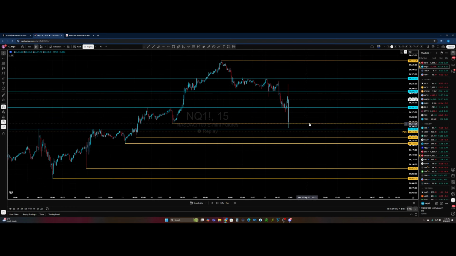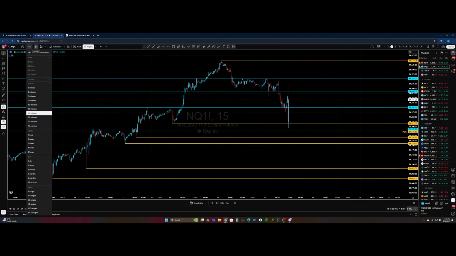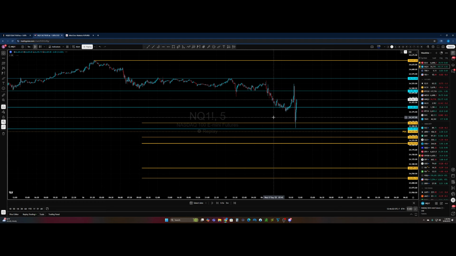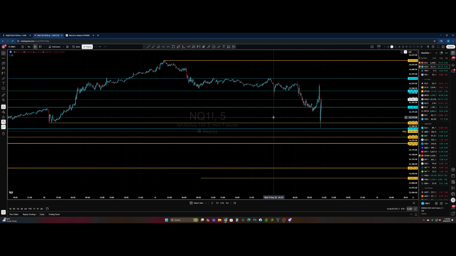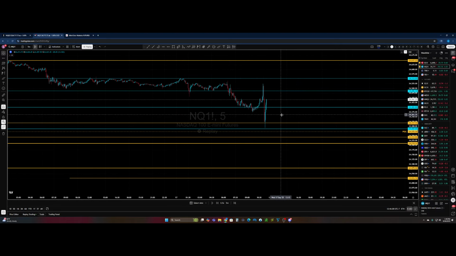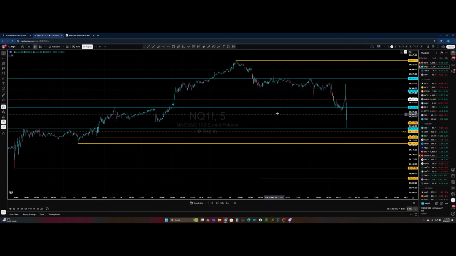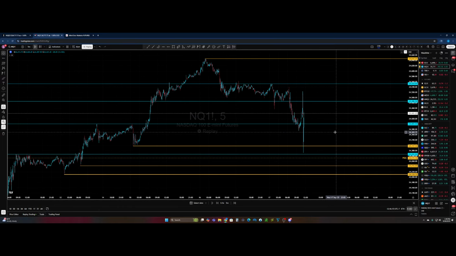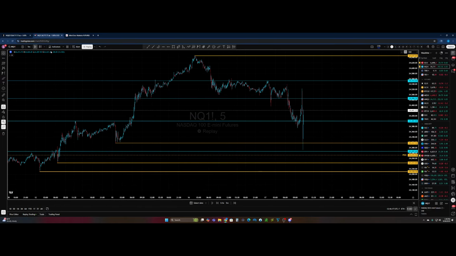We would actually probably have more value doing this on a 5-minute chart just because the candles on the replay do move pretty fast. So let's go. Oh, it's kind of hard to see. We'll stick to this. Okay. Next, let's move on.